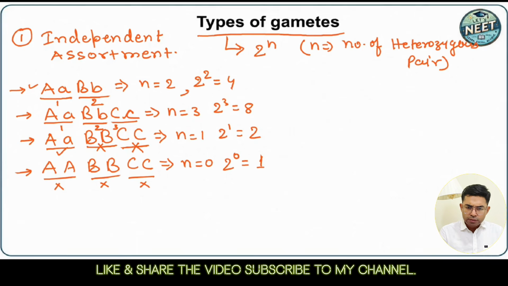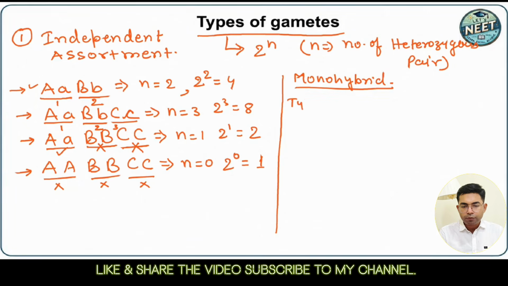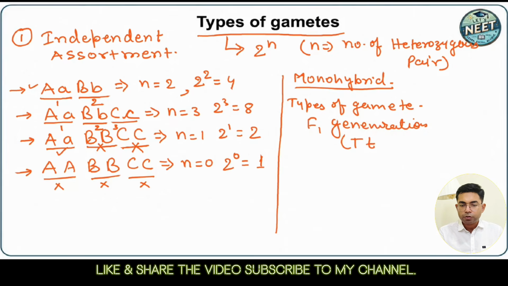Now some more points are asked related to this, like when you see a monohybrid cross, right? In a monohybrid cross, they ask how many types of gamete are formed in the F1 generation. Now we know that in a monohybrid cross, the F1 generation is capital T small t. So you tell how many types of gamete? Here, of course, it is 1 heterozygous pair. So 2 to the power 1, that is 2 types of gamete.